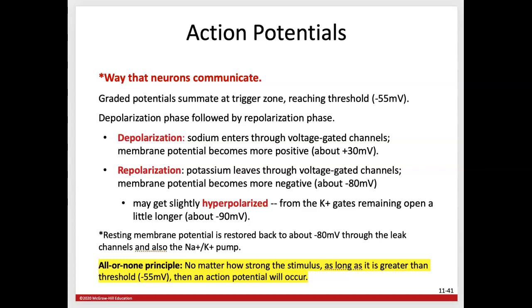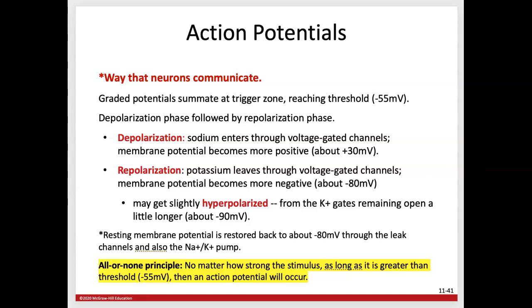So the depolarization phase is followed by the repolarization phase. We depolarized it, now we had to repolarize it, right? And remember that we also refer to, just to give you some backstory here, the resting membrane potential. They refer to the membrane as polarized.